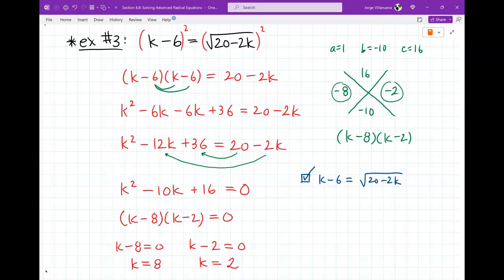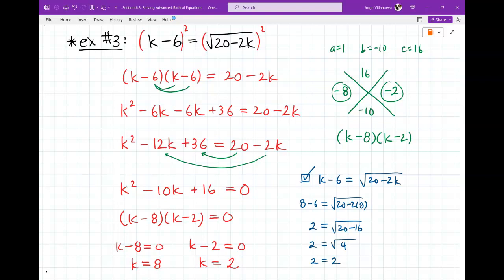So, all right, I'm going to plug in an 8. 8 minus 6 is equal to the square root of 20 minus 2 times 8. 8 minus 6 is 2, and that's 20 minus 16. So 2 is equal to the square root of 4. 2 is equal to 2. That checks out. Perfect. k equals 8 is an answer.